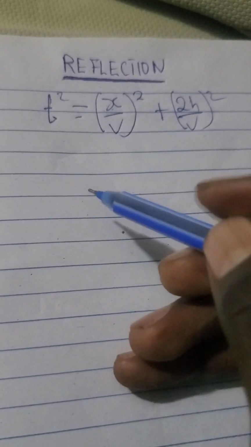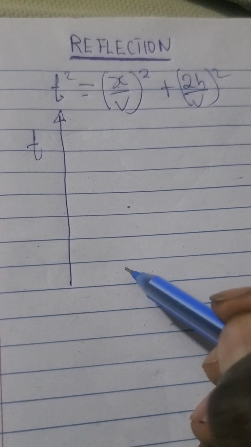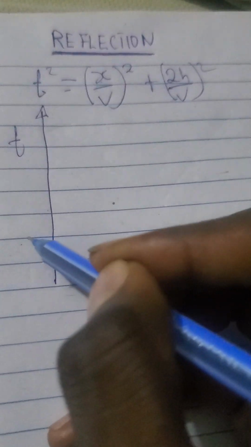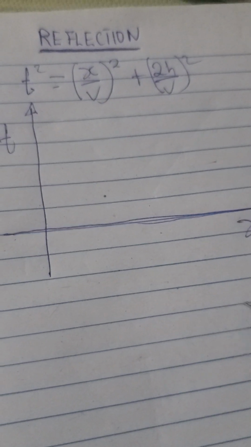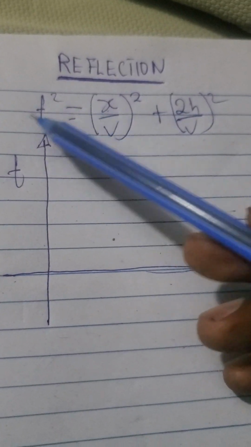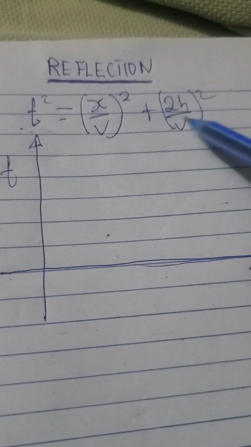Well, if you draw the graph of t against x, the vertical axis represents the time, the total travel time, and the horizontal axis represents the distance from the source to the geophone, let's say x. If you draw this graph, it will be curved. Of course, it has the structure of a quadratic equation.